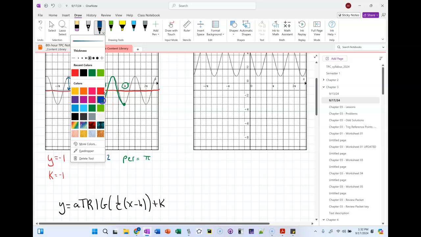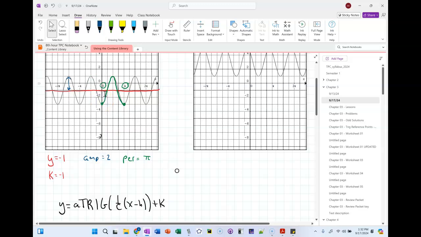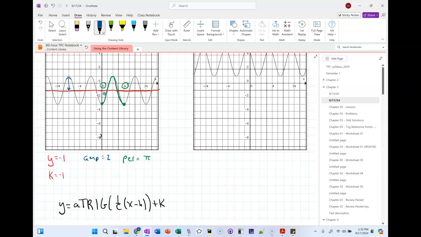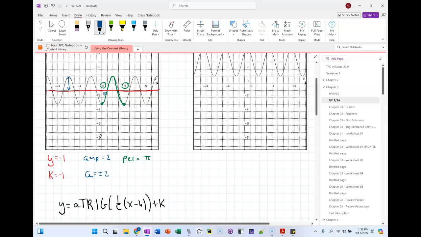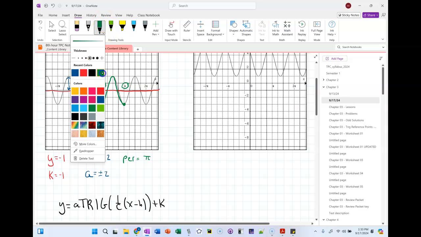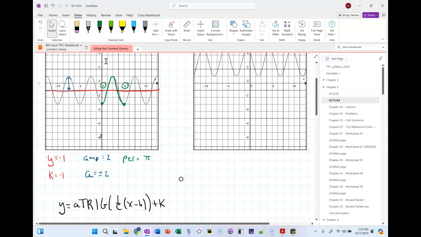What does the amplitude tell us about, A, C, or H? A, very good. If the amplitude is 2, what does A have to be? Plus or minus 2. So again, the amplitude is the absolute value of A. If all we know is the amplitude, A could have been positive or negative. And the period, does that tell me about C or H?